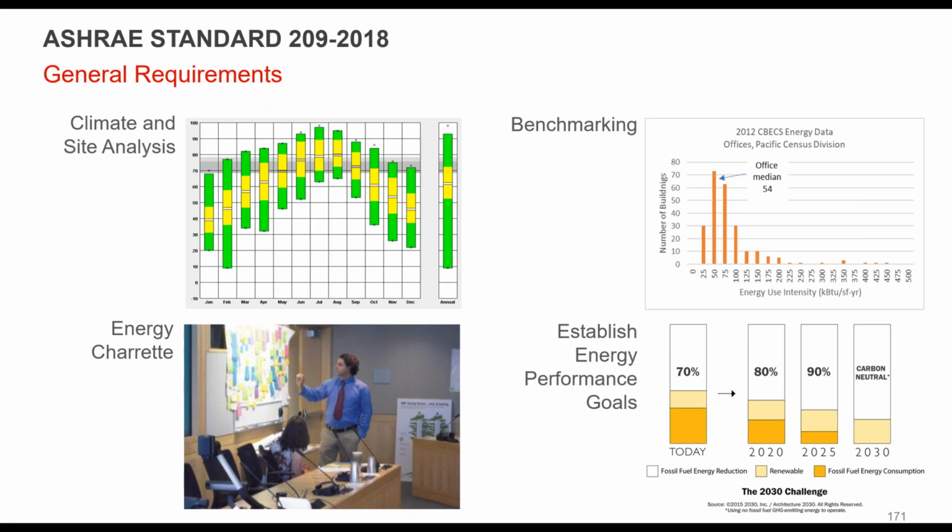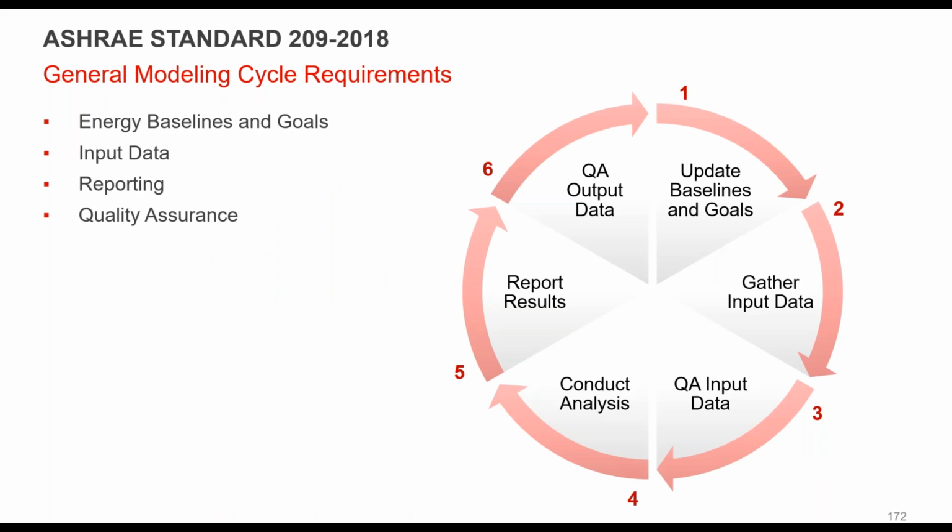Are we trying to go to carbon neutral, which the 2030 Challenge does, or are we trying to set a specific target for LEED or other opportunities? And that's kind of a key thing here as well. General modeling cycle requirements: the energy baselines, input data, reporting, and quality assurance. So both QA of the input, but also the output, and doing the analysis for that.